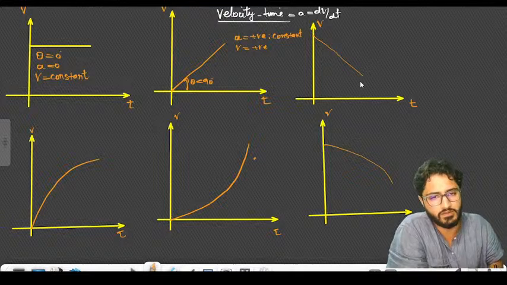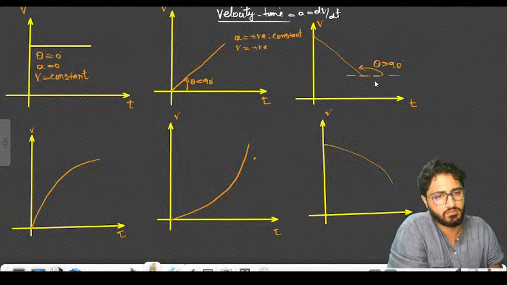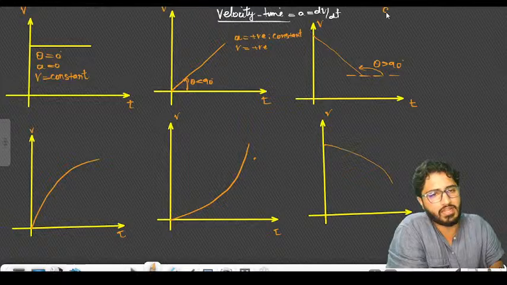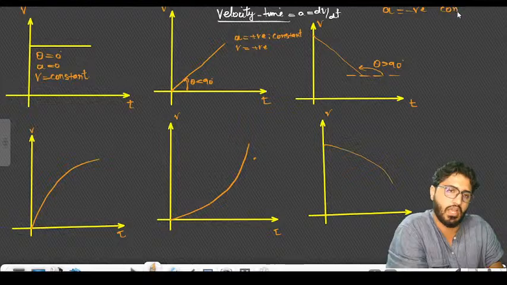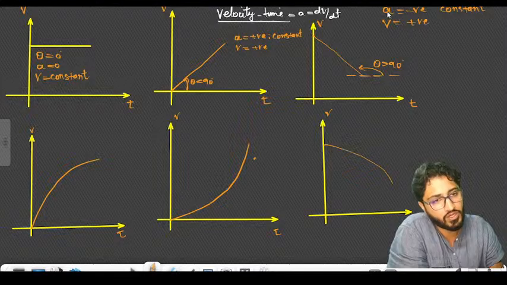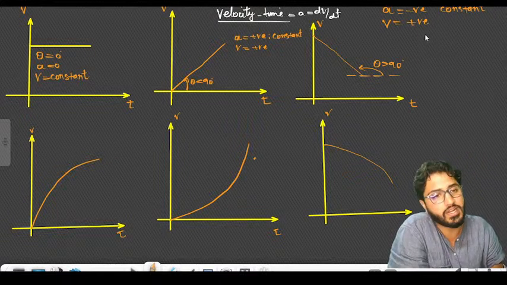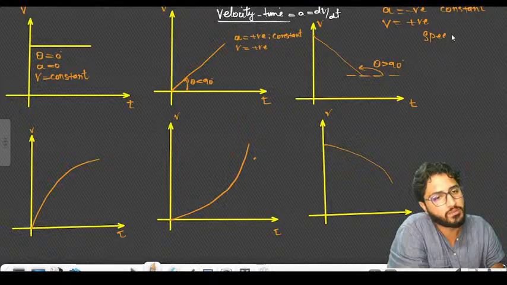Okay, this one here. Theta is more than 90 degree. So that means my acceleration is negative, but constant. But what about velocity? Sir, velocity is positive. Now look, acceleration negative, velocity positive. Direction is opposite to each other. So what will you write? Speed up or speed down?